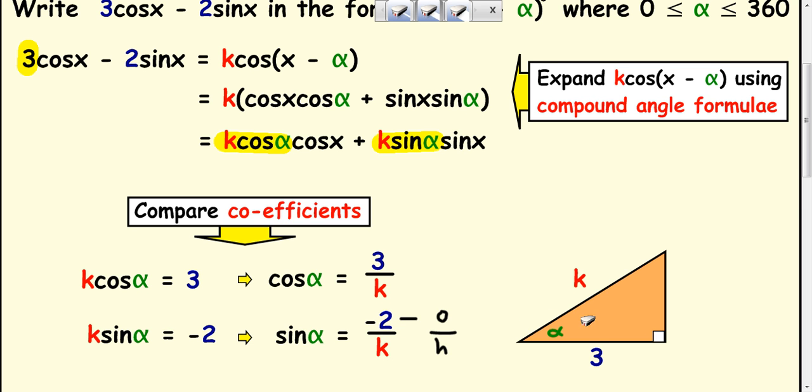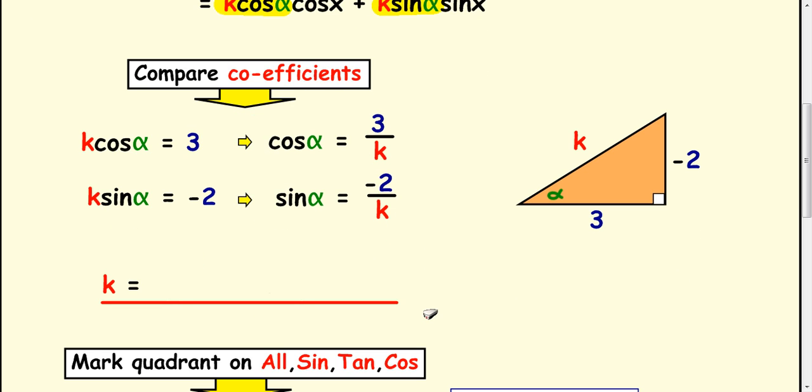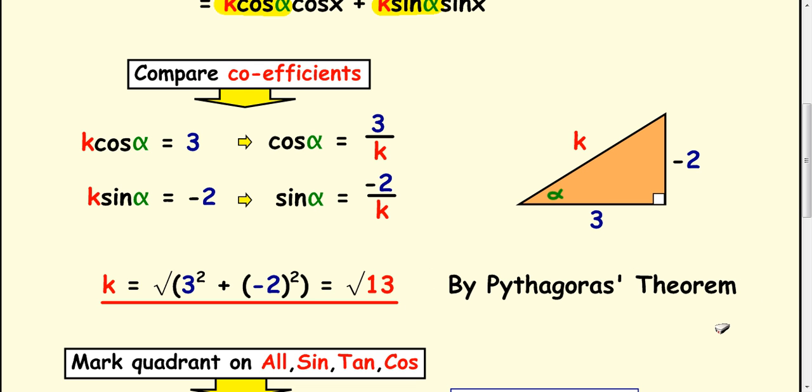So the opposite side is going to be negative 2, and you always find the opposite side diagonally opposite the angle. Again, Pythagoras: the square root of negative 2 squared plus 3 squared will get you k. So that's going to be 9 plus negative 2 squared, which is 4, so root 13 by Pythagoras' theorem.